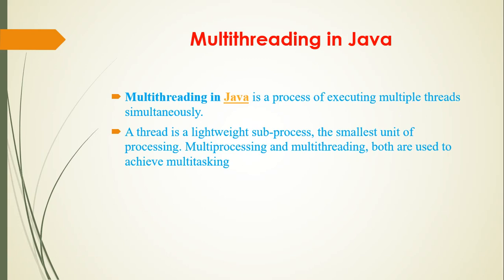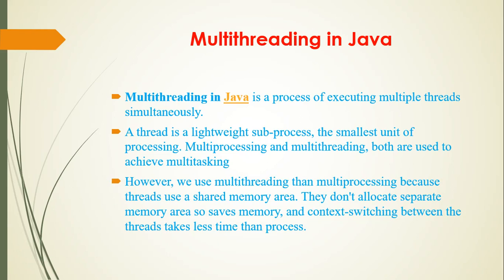Multiprocessing and multithreading both are used to achieve multitasking in Java. However, we use multithreading rather than multiprocessing because threads use a shared memory area. They don't allocate a separate memory area, so it saves memory and time. And context switching between threads takes less time than between processes. So by using multi-threading, we can save both our memory and time.